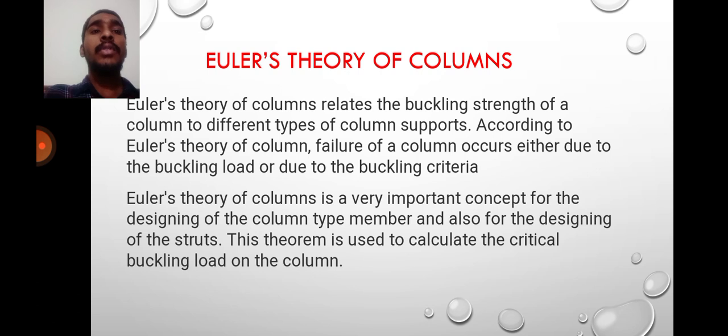Euler's theory of columns relates the buckling strength of a column to different types of column supports. According to Euler's theorem of column, failure of a column occurs either due to the buckling load or due to the buckling criteria. Euler's theory of columns is a very important concept for designing column type members and also for designing struts. This theorem is used to calculate the critical buckling load on the column.